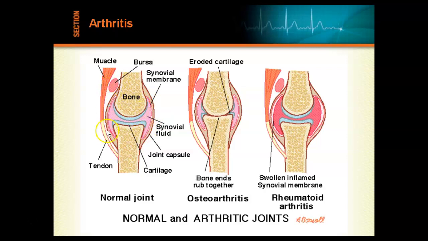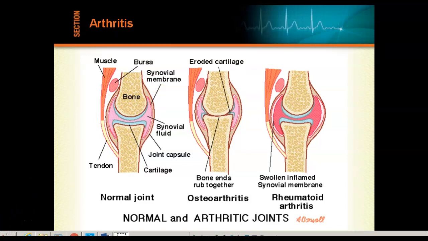It's a fluid-filled sac. Then you've got the synovial sacs. This is the synovial fluid. All of this is just shock absorbers, okay? And this here is the joint capsule, okay? So all of this is surrounding a normal joint.